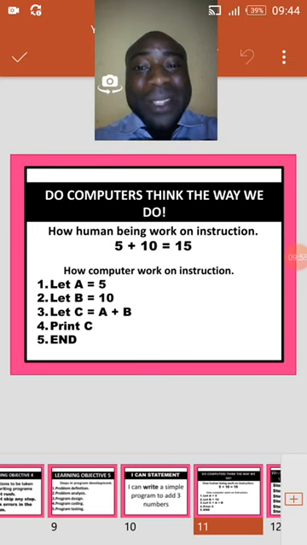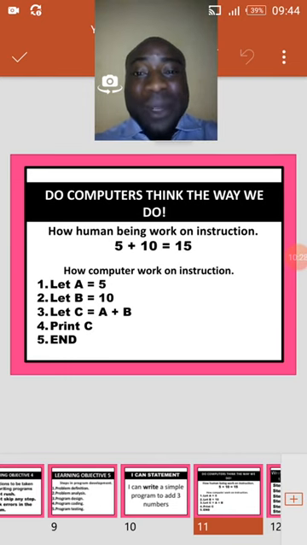Like, look at the computer work from step 1 to 5. What human being use one step to solve? So, as you can see in the step, we have let. Let is a keyword in the programming language that will tell the computer what you want the computer to act upon. So that's why we have let A equal 5, let B equal 10, let C equal A plus B, print C, and end.